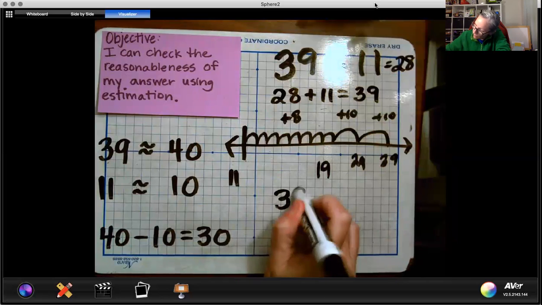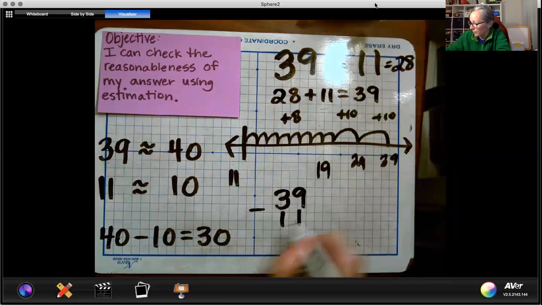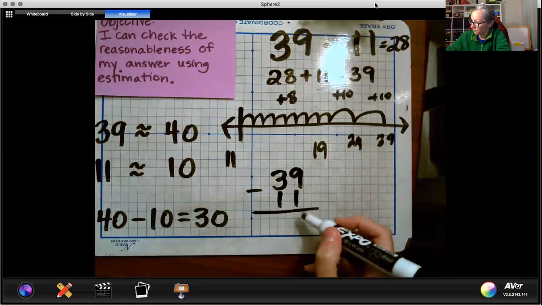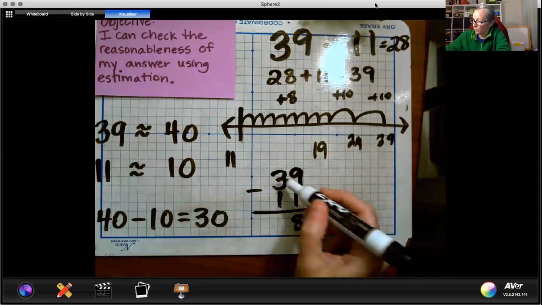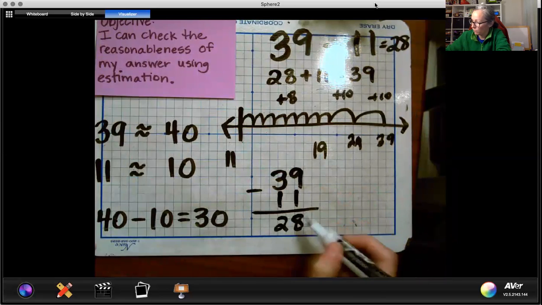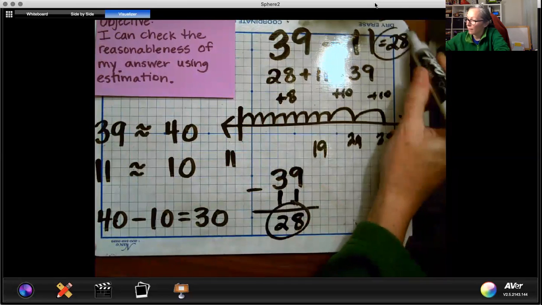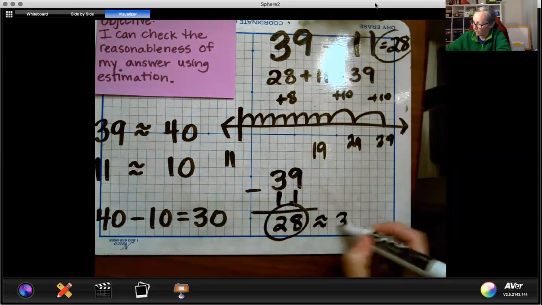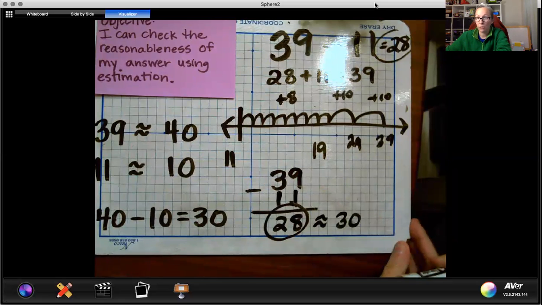Now let's try it another way. Let's do standard algorithm, 39 minus 11. We'll start in the ones place. 9 minus 1 is 8, and 3 minus 1 is 2. And either way, I get the same answer, and 28 is very close to 30. So my answer is reasonable.